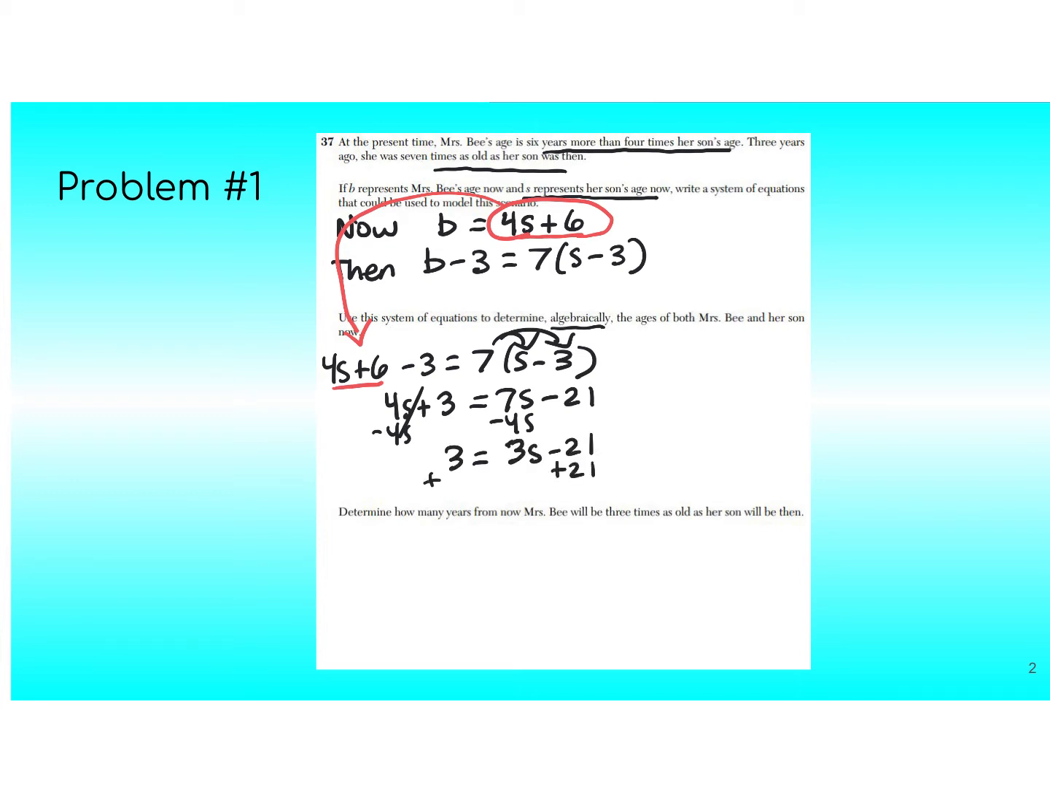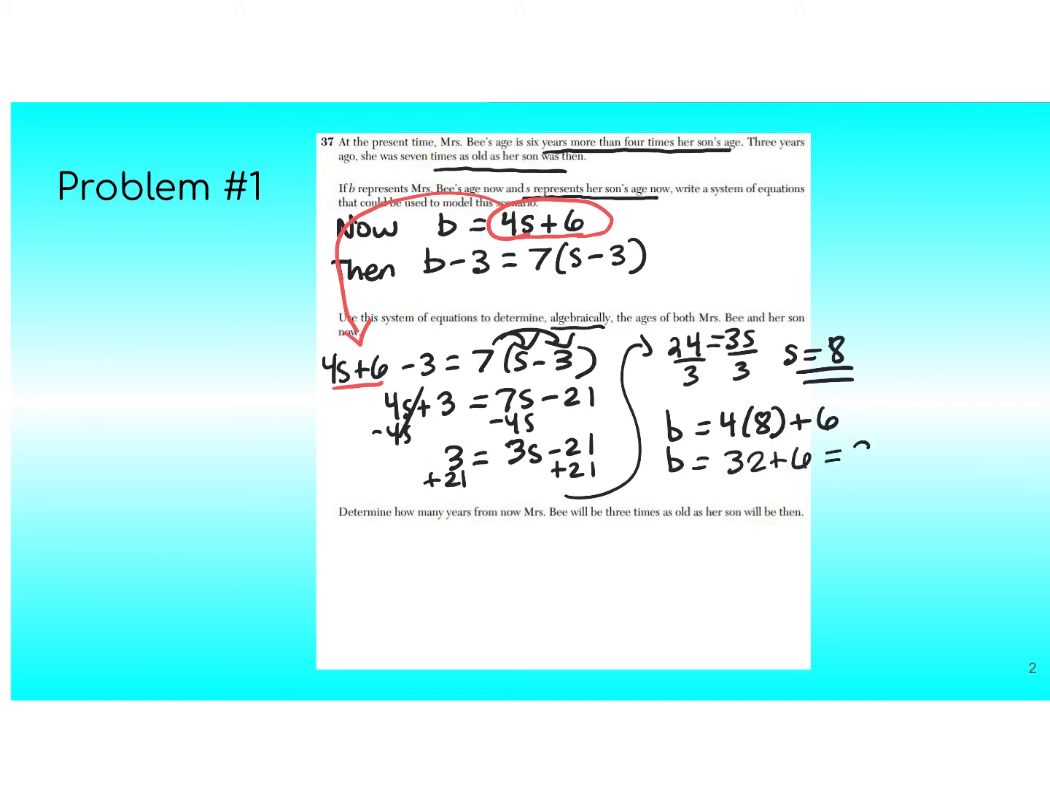Add your 21 to both sides. You'll end up with 24 equals 3s. So you divide and you'll have s equals 8. So her son is 8 years old. And then we want to know the ages of her and her son. So now we're going to substitute back in. So Miss B is equal to 4 times her son, which is 8, plus 6. So Miss B equals 32 plus 6, or 38. So son is 8 years old. She is 38 years old.